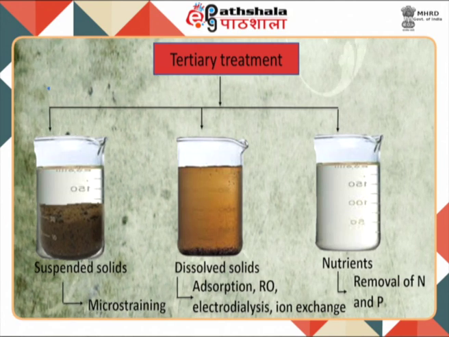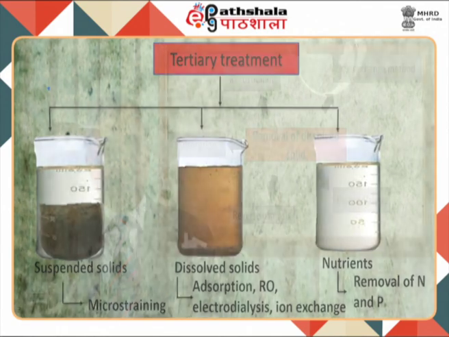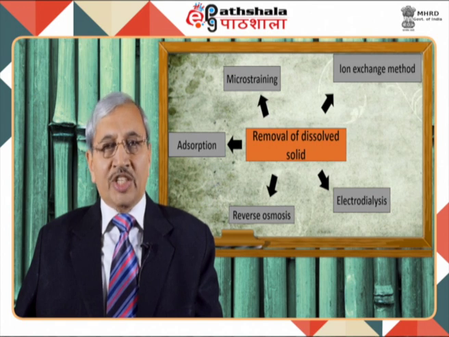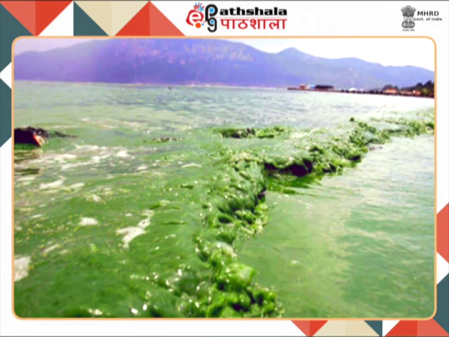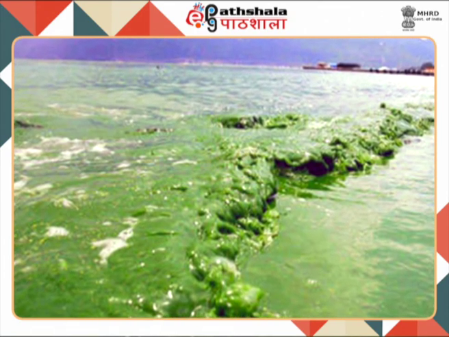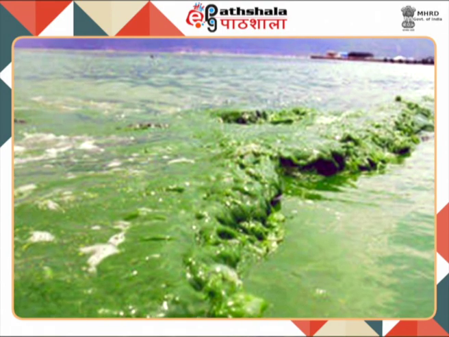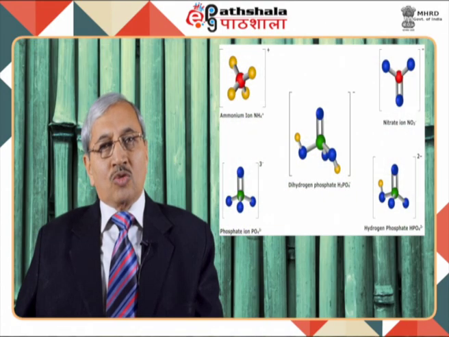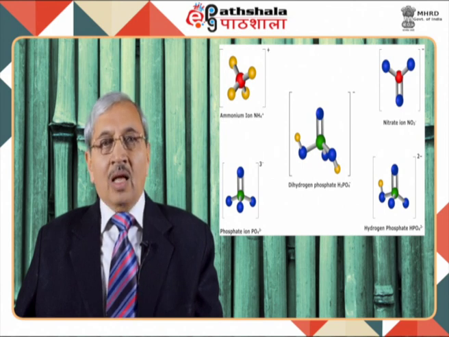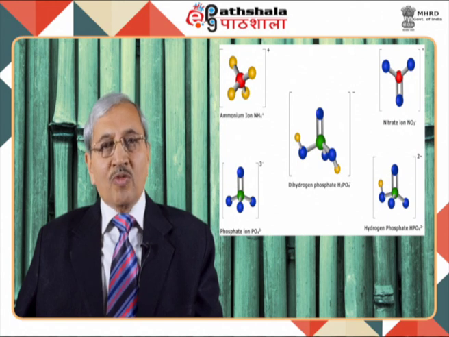These suspended solids are removed by the process of microstraining. On the other hand, the dissolved solids and ions can be removed by ion exchange, reverse osmosis, electrodialysis, etc. Here, it is also important to remove nitrogen and phosphorus from the wastewater to prevent eutrophication. There are basically two methods for removal of nitrogen from wastewater: the chemical method and the biological method. On the other hand, phosphorus is removed from wastewater by chemical precipitation using lime.